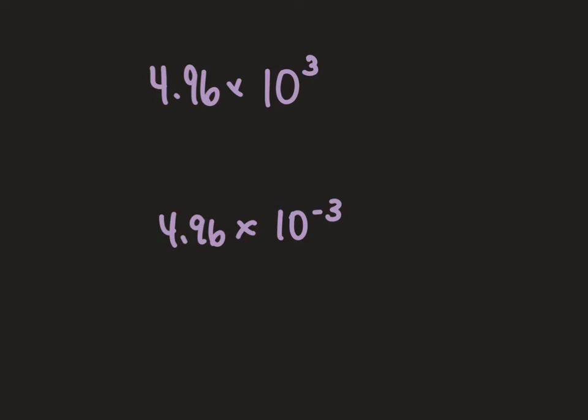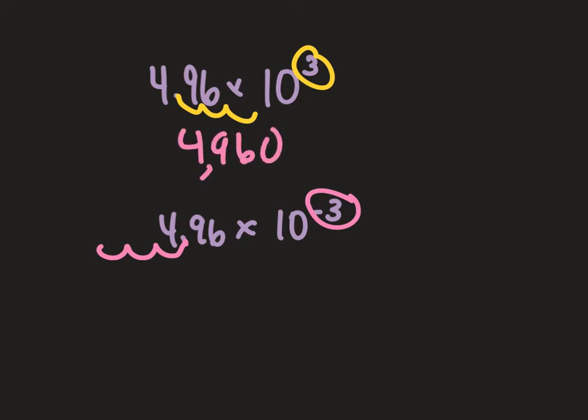Let's see what the difference is between 4.96 times 10 to the positive third and the same thing times 10 to the negative third. In this top example, I'm going to hop to the right 3 places. In the bottom example, I'm going to hop to the left 3 places. In the top example, I'm going to have to add 1 zero placeholder, 4,960. In the bottom example, I'm going to have to add 2 zero placeholders, 0.00496.